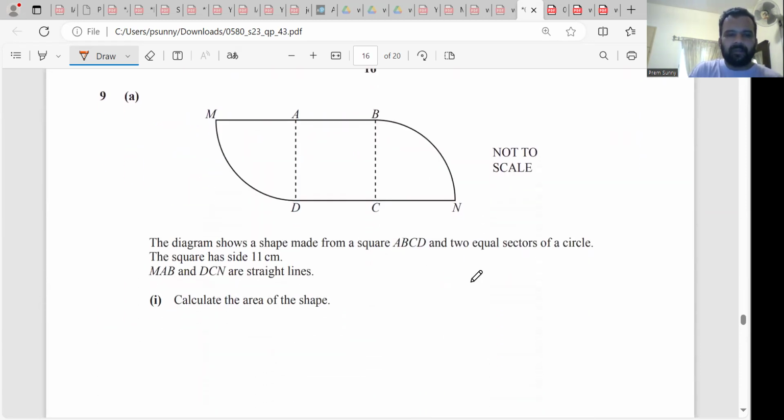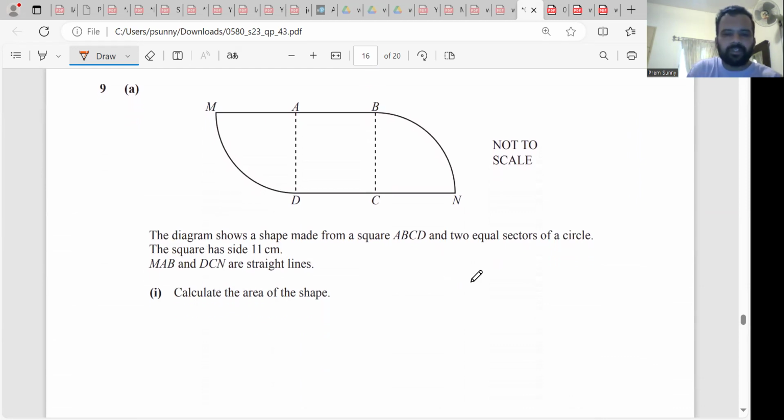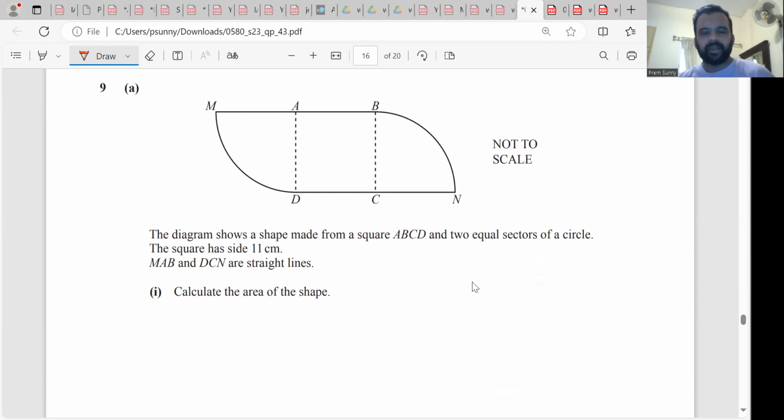Now we have 9a. The diagram shows a shape made from a square ABCD and two equal sectors of a circle. So we have a square and we have two sectors, and it is given that both the sectors are equal. The square has side 11 centimeters. So here the side of this square is given as 11 centimeter. Now if this is 11, this is 11, this is also a radius. These two are the radius of a sector, so this will also be 11. Again, similarly, if this is 11, then this will also be 11 because they both are the radius of the sector. Angle, we know it is 90 degree here and 90 degree here. Calculate the area of the shape.